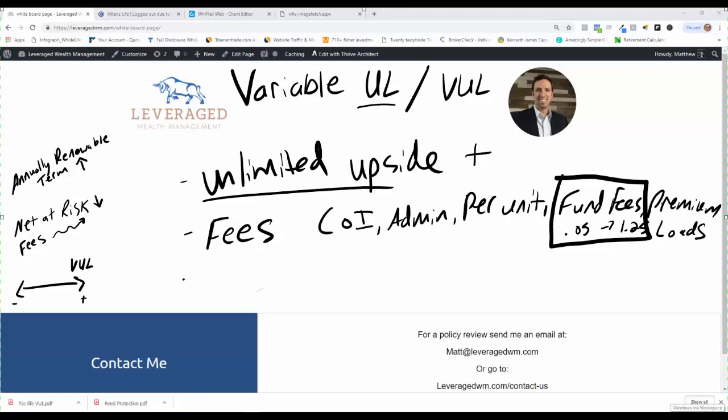Closely related to fees, and the thing that probably gets out of control the quickest, is how the fees are determined. Because remember, we're talking about universal life insurance, which is basically determined by your net amount at risk. That's the thing that is determining how much you pay in terms of cost of insurance. Let me pull up a policy and show you exactly why I'm concerned about this net amount at risk in a variable universal life contract.